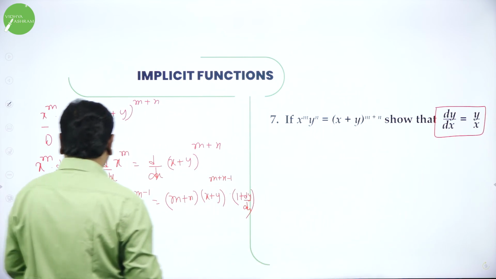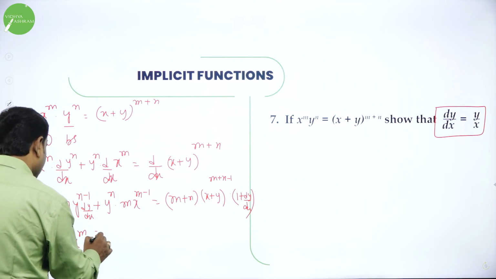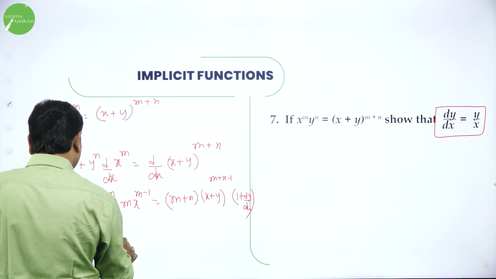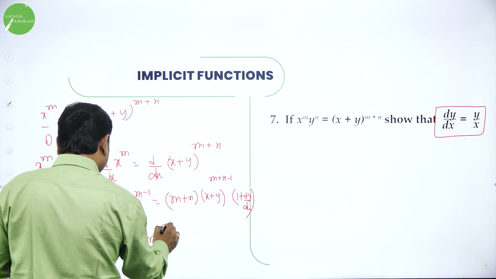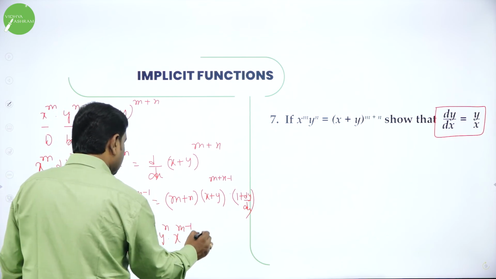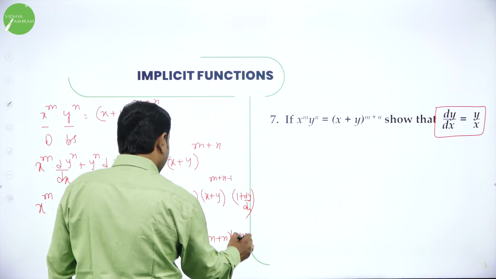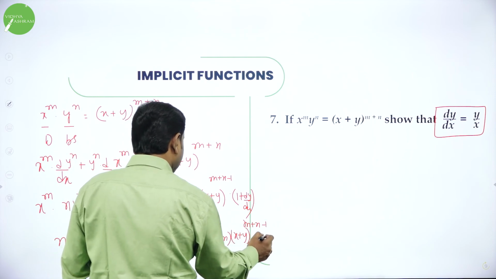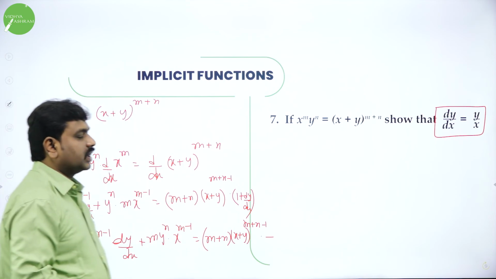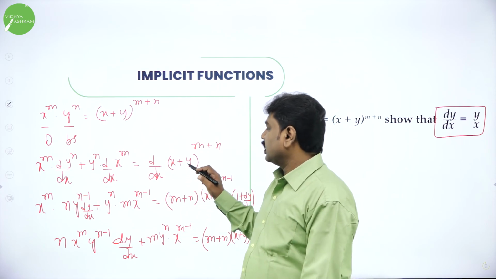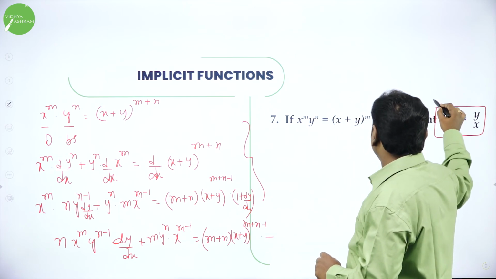So now what do we need to do? We need to simplify. So I will have n into x power m into y power n minus 1 into dy by dx, plus m into y power n into x power m minus 1, equal to m plus n into (x plus y) power m plus n minus 1, into the terms, and so on. This is plain. Continue. I am repeating from here, you do it by yourself and try to get y by x.